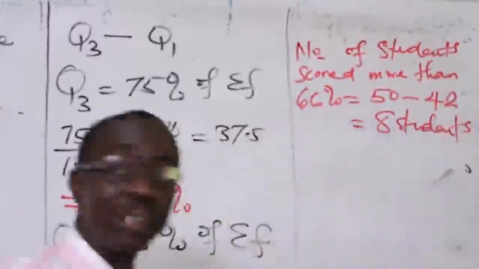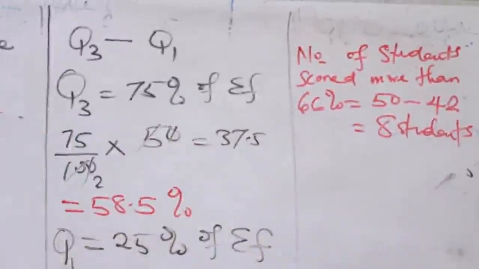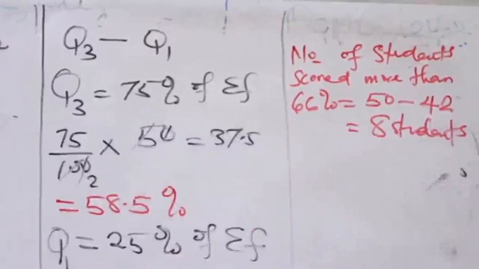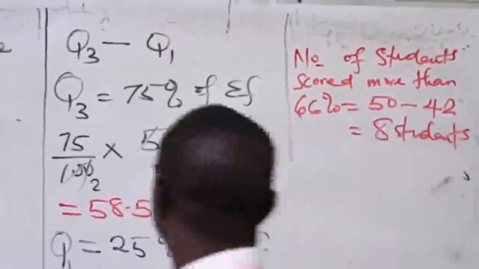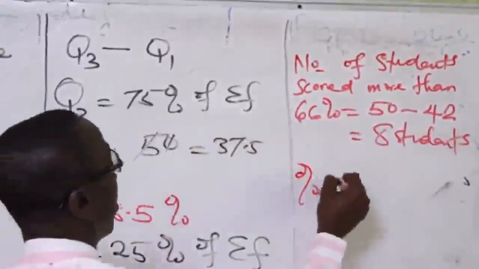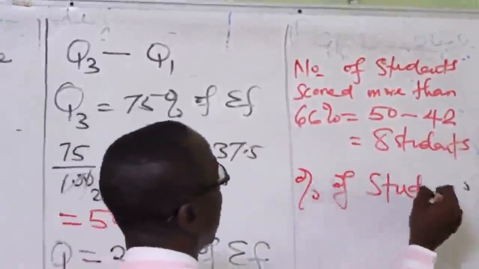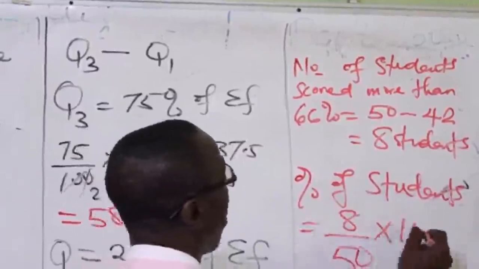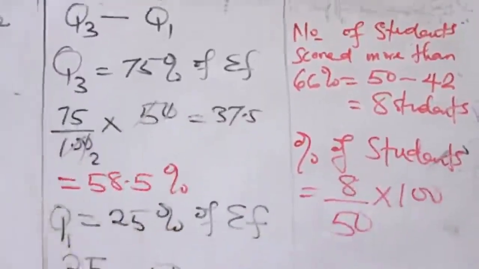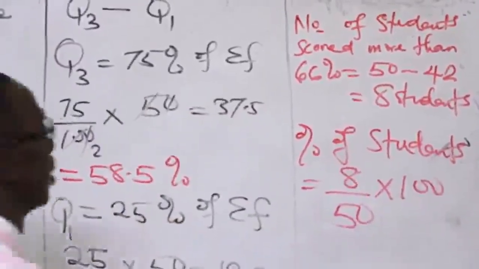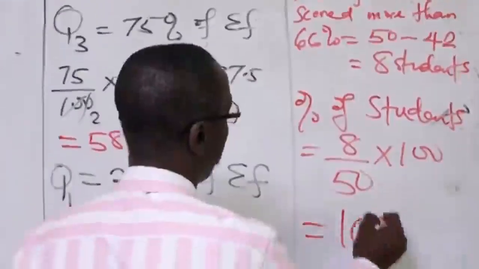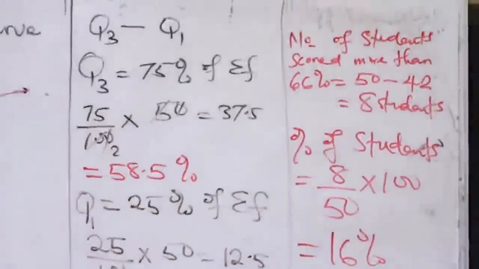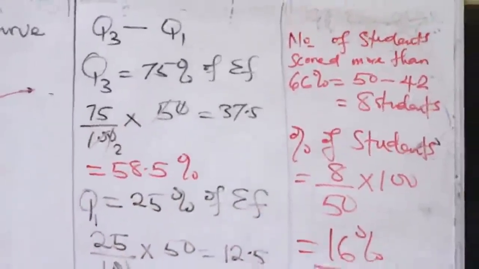But the question did not ask for number, it asked for percentage. Check, the question said percentage, so you must be careful. So the percentage of students should now be 8 over 50 times 100. That's 16%. Any question? Any question? Class?